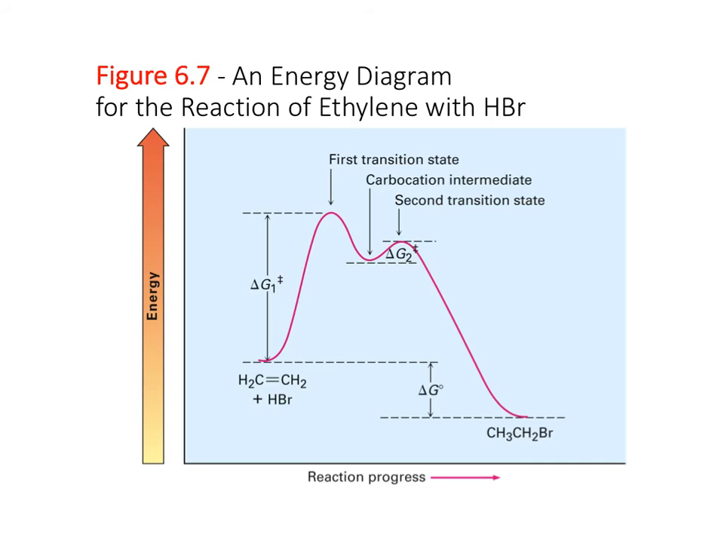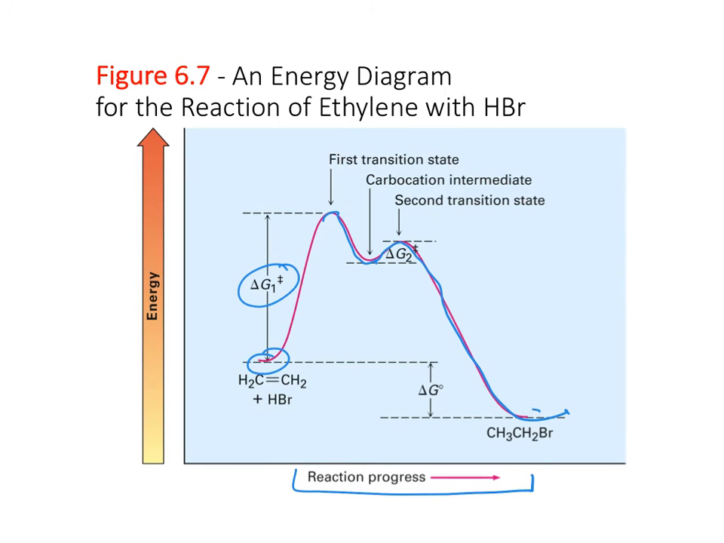So this is the complete energy diagram for the reaction of ethylene with HBr. So here on the x-axis we have the reaction progress. So this is as the reaction's happening, as the bonds are being made and being broken, what is happening energetically. So here we have the reactants at this level of energy. Then we have the activation required to get to the first transition state, which then forms our carbocation intermediate. And then we have another activation energy, another hill to climb to get to the final products.